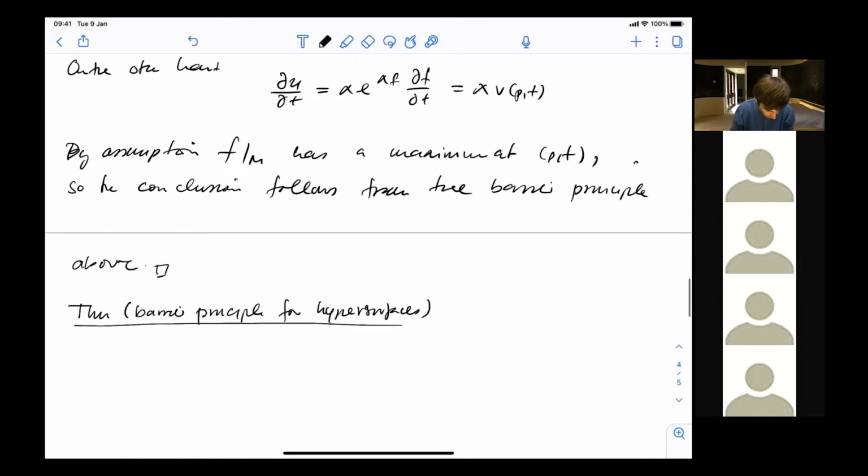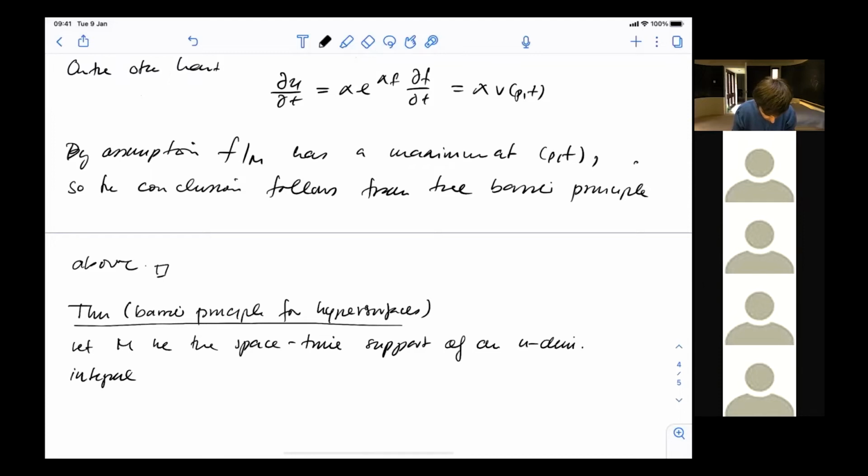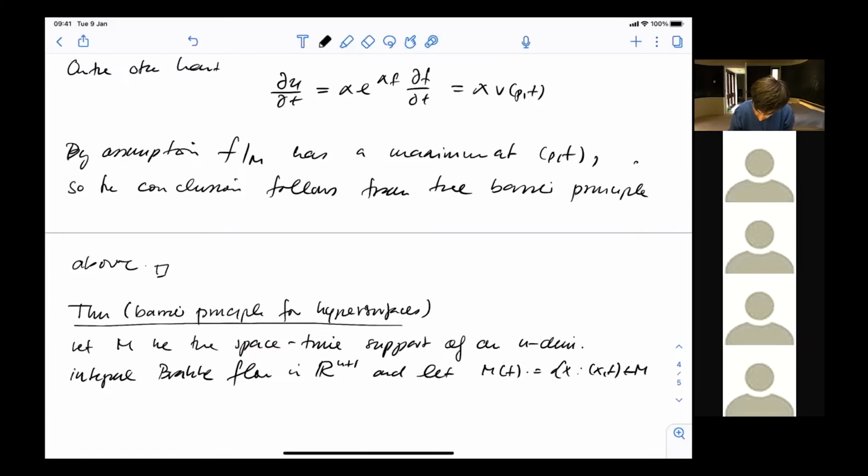Now this is really, you compare with mean curvature flow. Let M be the space-time support of an n-dimensional integral Brakke flow in R^(n+1). And just as a comment, this is also always something local, so you can make the same thing work in a Riemannian manifold. And let M_t be the time slice at time t of the support M.